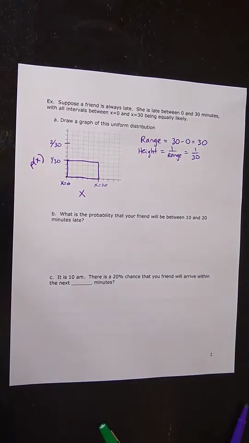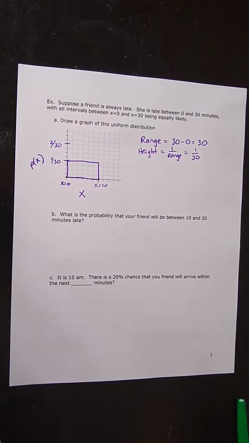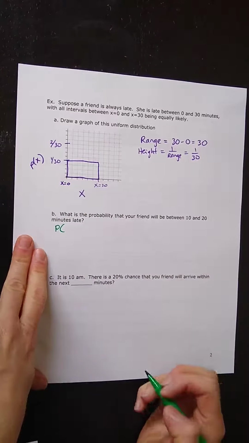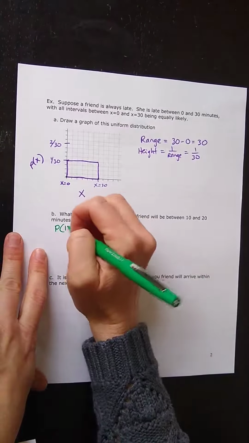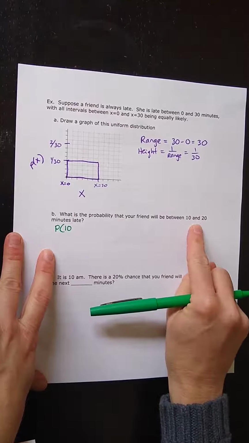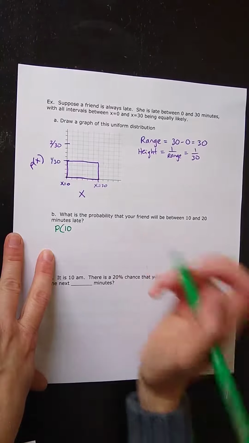Now in part B, we're being asked to calculate a probability. What's the probability that your friend will be between 10 and 20 minutes late? So if we go back to that second bullet on page 1, it says to calculate probabilities, take the distance along the x-axis and multiply by the height of the rectangle. So I'm going to use some probability notation here. I'm looking for the probability that x is between 10 and 20. So that interprets as that she's 10 to 20 minutes late.